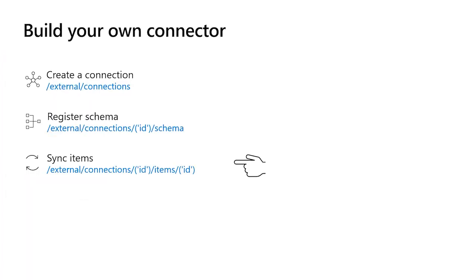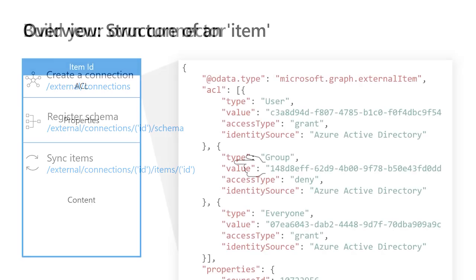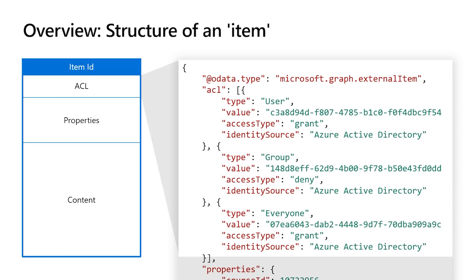Once the schema is registered, the next key step is to sync your content. Items that are added to a connection need to conform to the structure of Microsoft Graph external item, which means each item in the connection needs to have a unique item ID. You'd use this ID to create, update, or delete the item in Graph. So in my case, I'll use the primary key in my dataset, the course ID, as the item ID.